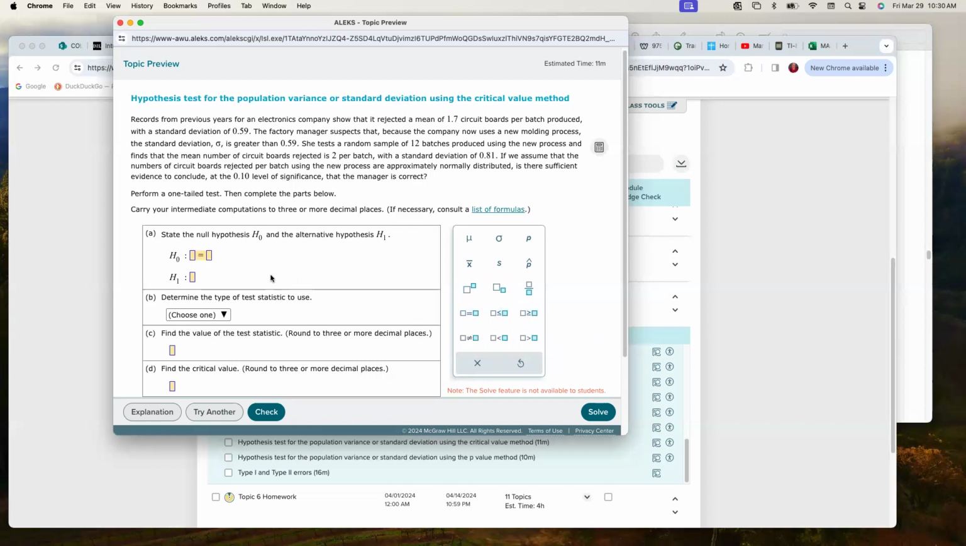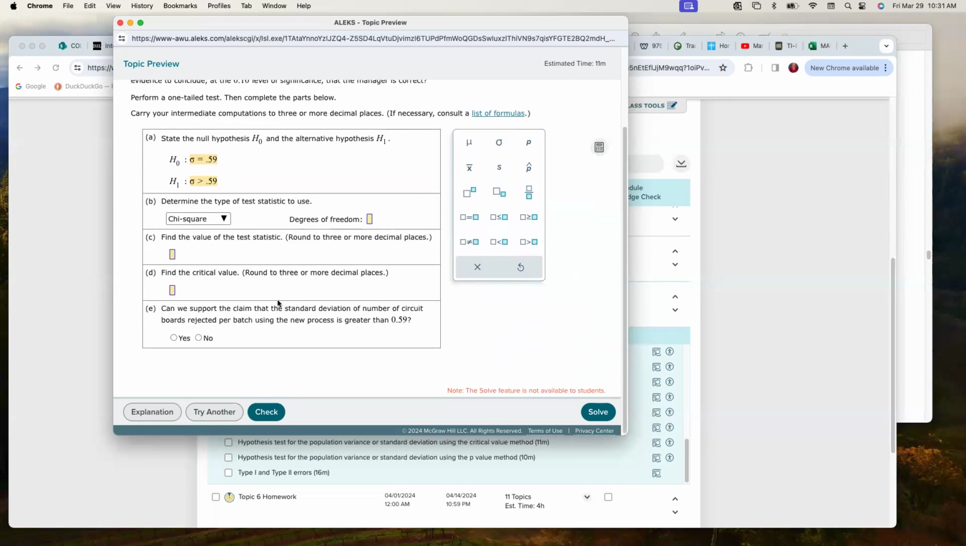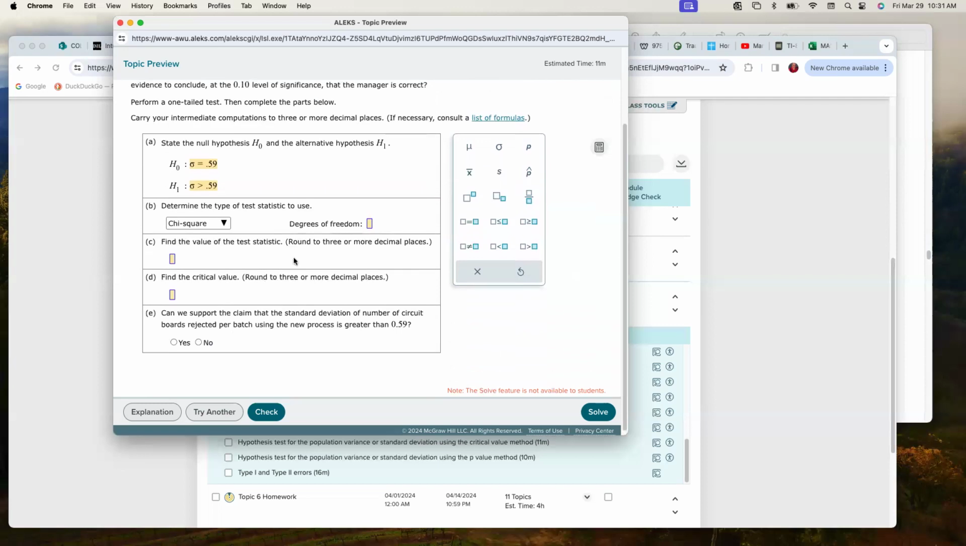As always, our null hypothesis is equals. So we will come over here and I'll type in my sigma, 0.59. Since now we're looking for greater than, the alternative will be greater than. All right, and we are using the chi-squared statistic. So now let's find the value of this statistic and degrees of freedom and all that good stuff. We're going to go to our spreadsheet.